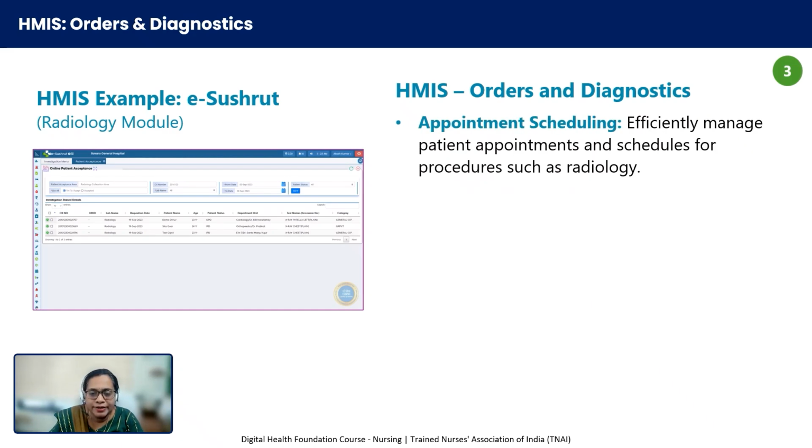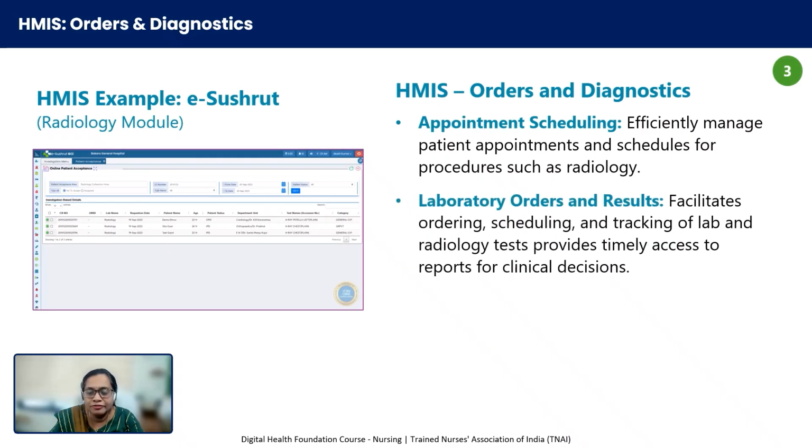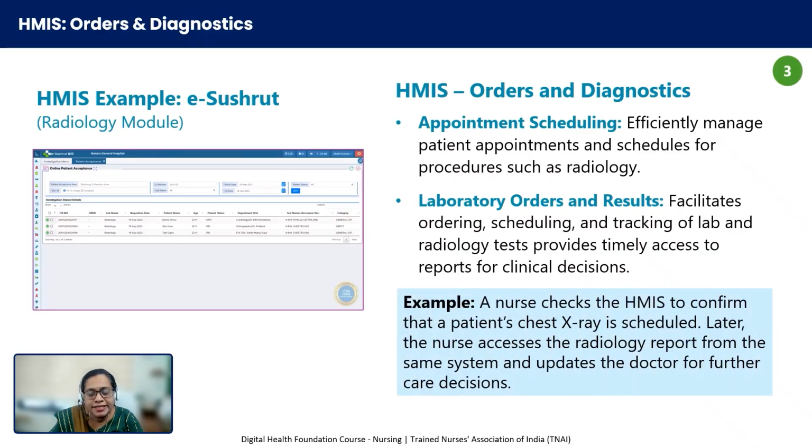So what is there in appointment scheduling? Appointment scheduling helps us to organize and track patient procedures like scans and tests, ensuring that nothing is missed. And the laboratory and radiology module would allow doctors to order tests digitally, receive timely reports, and make informed clinical decisions faster. To give you an example, a nurse can check through HMIS if a patient's X-ray is scheduled. Once the test is done, the nurse would access the report in the system and promptly notify the doctors. This seamless integration reduces delays and helps the care team act quickly.